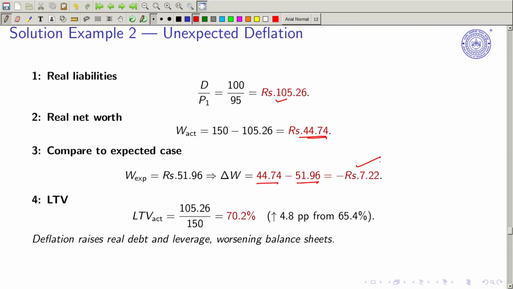And in terms of the actual leverage, 105.26 upon 150, which we have already assumed, comes out to be 72%, which means that it is up by about 400 basis points from the expected case. So how much are we seeing here?